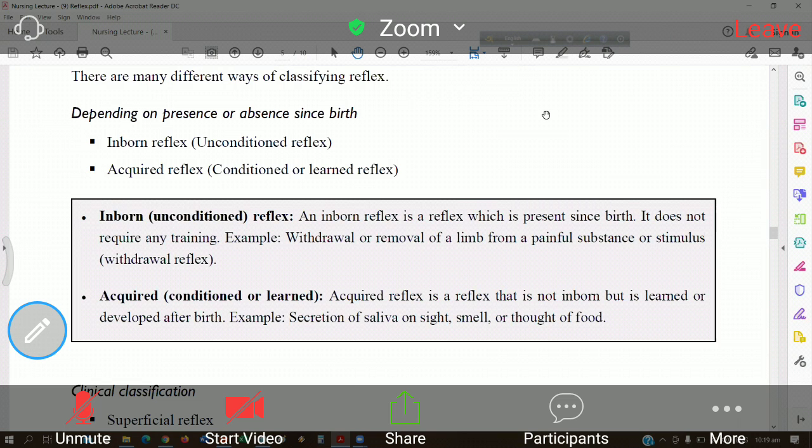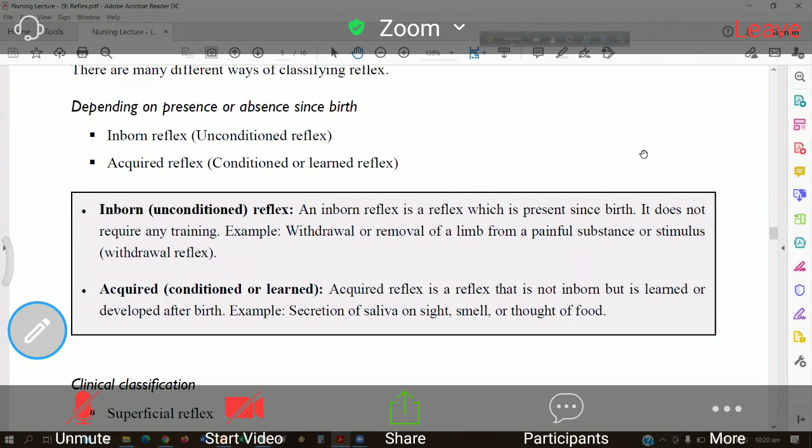Acquired reflexes are also known as conditioned reflexes or learned reflexes. They are not present at the time of birth. A baby is not born with these reflexes. Rather, he or she develops these reflexes as he or she grows up. One example would be secretion of saliva on the sight, smell, or even thought of food. These are acquired or conditioned reflexes.